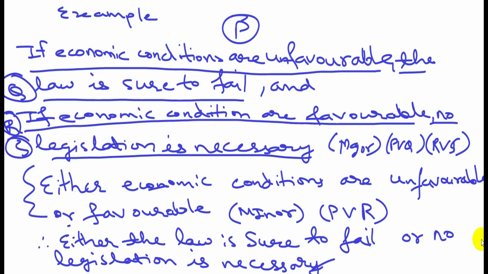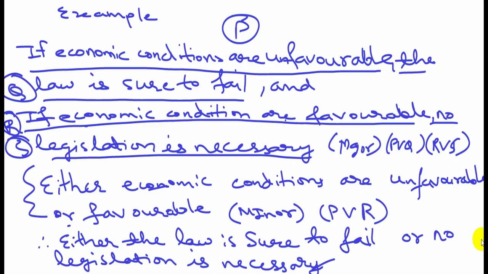Similarly, even in favorable economic conditions, legislation may be necessary. If economic conditions are favorable, no legislation is necessary. So both the antecedent and the consequence are fallacious. Therefore, the dilemma commits the fallacy of taking the dilemma by the horn. The dilemma also commits the fallacy of escaping between the horn of the dilemma.